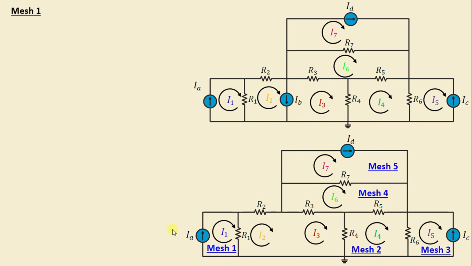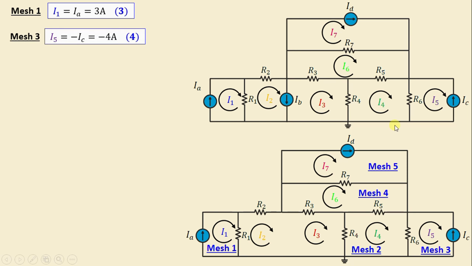Let's move on now to mesh 1. We can see here that I1 is equal to IA. That means I1 is equal to 3 amps. And I will call this equation 3. We go to mesh 3. In mesh 3 we have I5 is equal to negative IC. That means I5 is equal to negative 4 amps. And I will call this equation number 4.